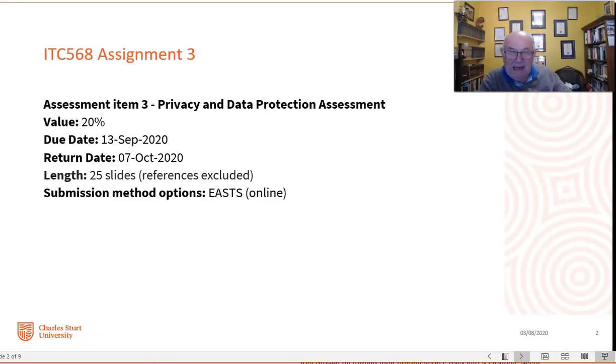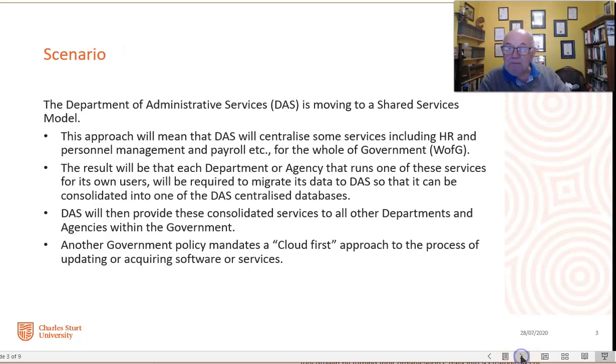So again, this is worth 20%. It's due on the 13th of September. This time we're doing a PowerPoint presentation. So 25 slides maximum, and it's submitted through EASTS.